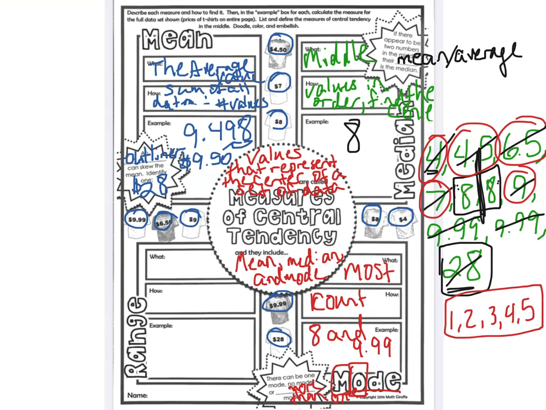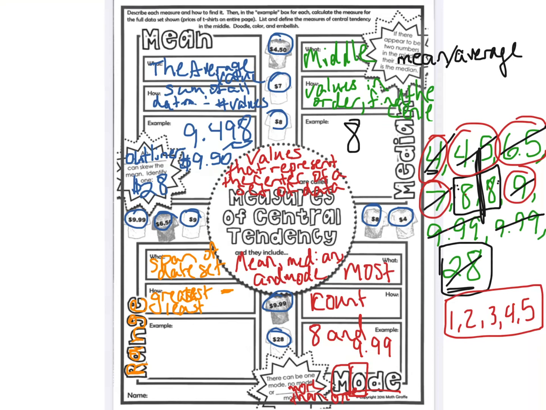Now, range is not a measure of central tendency, but it is a measure of variability, and it's a great thing to know how to do. So a range measures the span of the data set. So in order to find the span of the data set, we take the greatest value in the data. Whoops, I can't spell greatest. And we subtract it from the least value. All right, and that will give us our range.